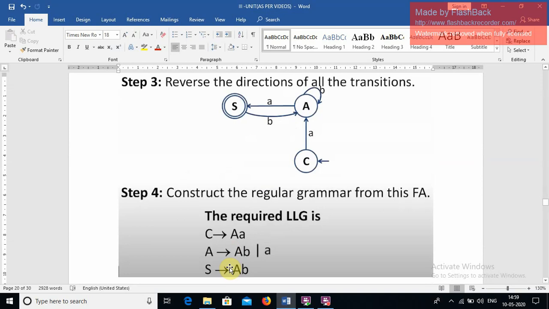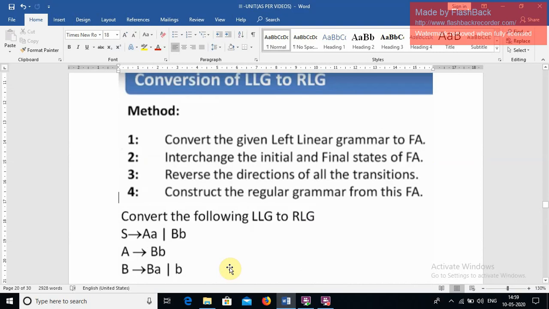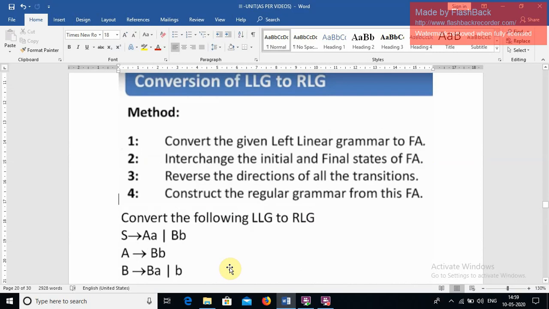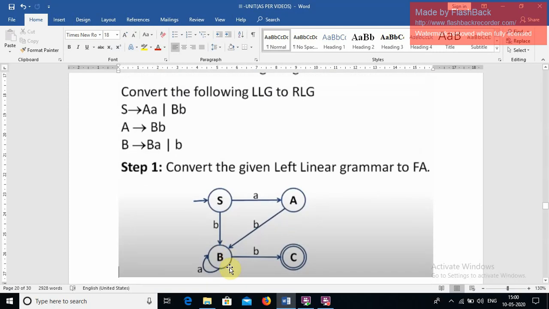Grammar to FA, FA to grammar, we did it here. In the same way we can also perform the conversion of LLG to RLG. First we construct the FA for the given LLG, then we interchange the initial and final states, reverse all the directions, and finally we get the grammar for the FA, the RLG, right linear grammar. So this is the grammar.